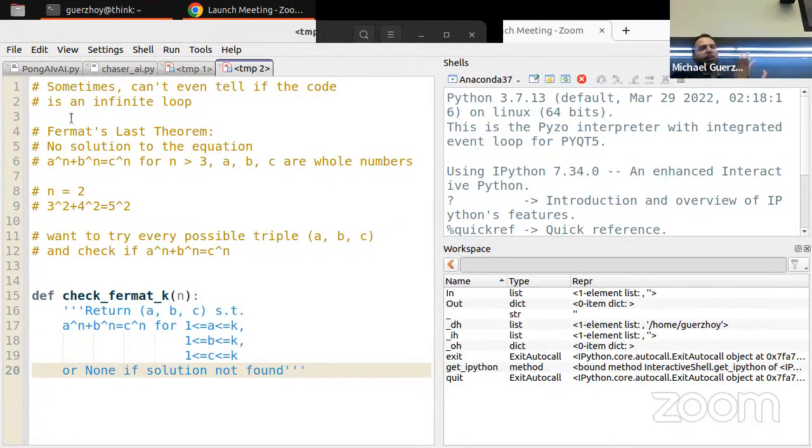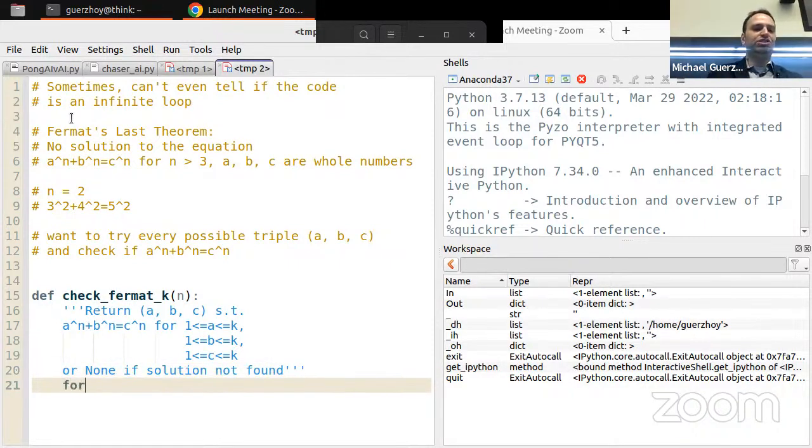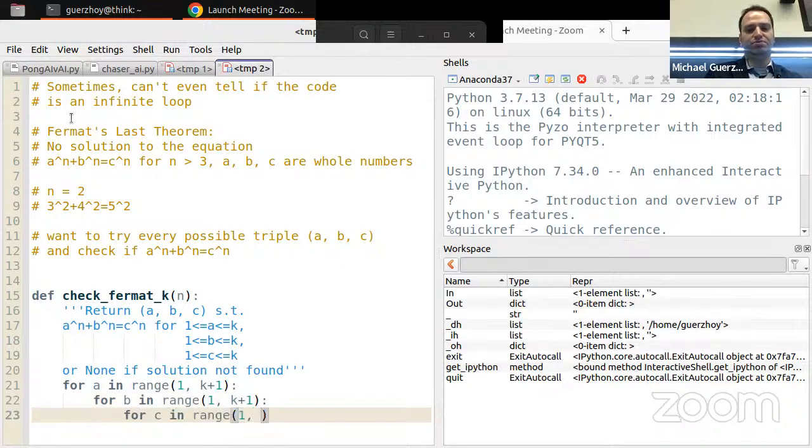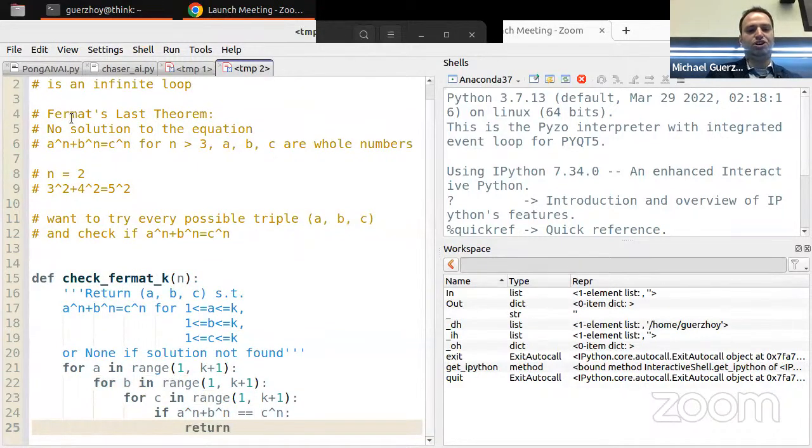Okay, and that becomes feasible, right? So here you just need to check every A between 1 and K, every B between 1 and K, every C between 1 and K. So we know how to do that. So we'll just say, for A in range 1 up to K plus 1, and then for B in this range, and then for C in this range. And then we'll just say, okay, if A to the n plus B to the n is equal to C to the n, return ABC.